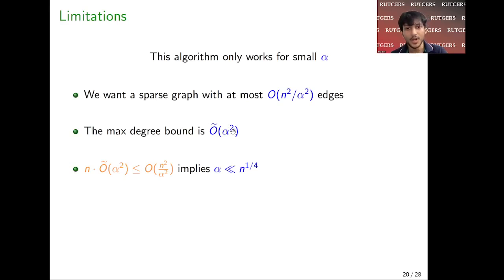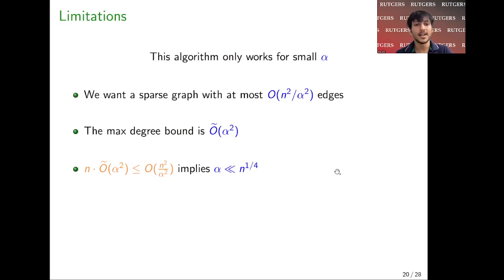But the max degree bound we get is alpha square, right? So if all the vertices have roughly alpha square edges, then we want this to be less than n square over alpha square, then alpha has to be less than n to the 1 over 4, right? Because the n's cancel and this becomes alpha to the 4. Great. So this works for small alpha, but we still have to solve the problem for large alpha.